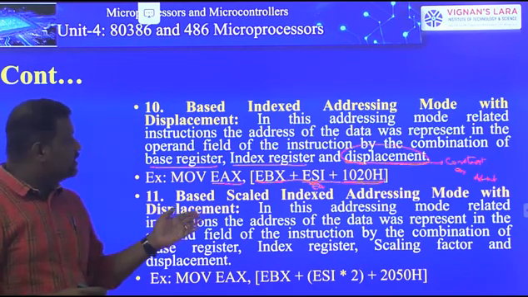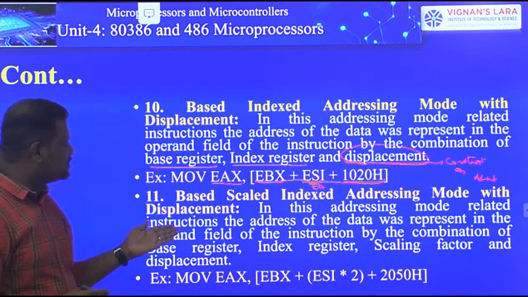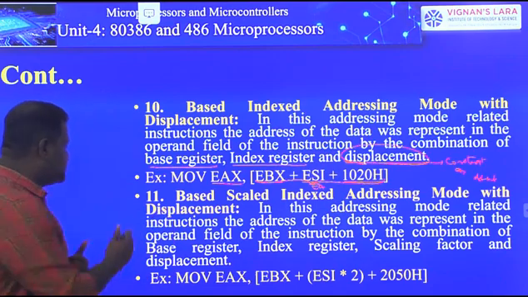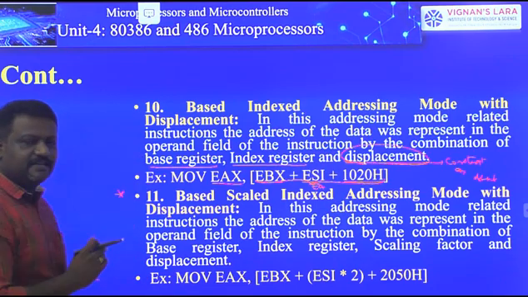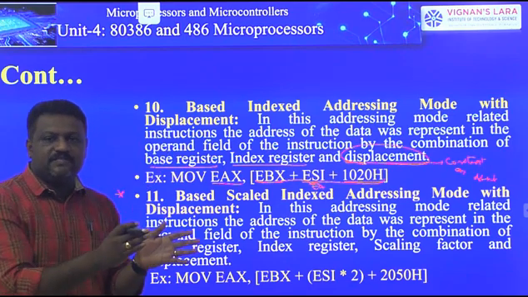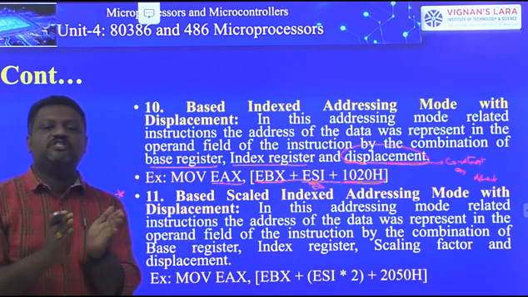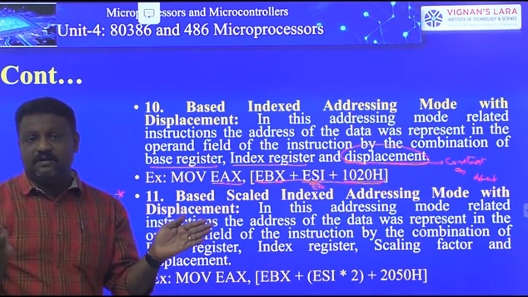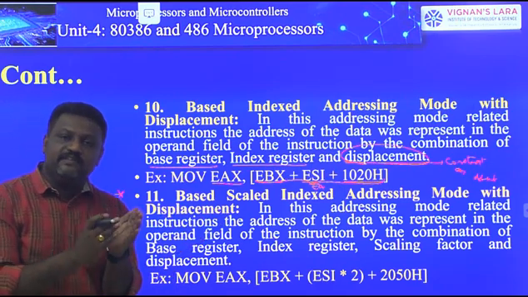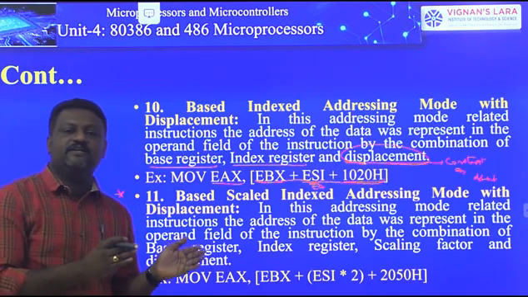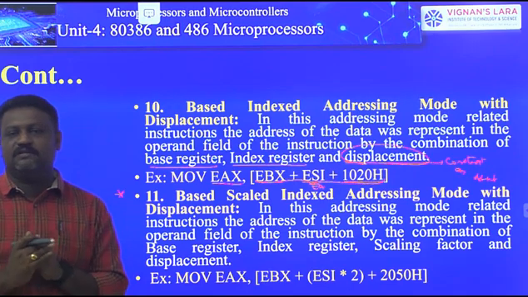Coming to 11th, it is an extension of the previous one. What is this 11th addressing mode? Based scale indexed addressing mode with displacement. This is also newly defined in 80386. The difference between this and the previous one is, in the previous case the index register value is directly added to the base register value and a displacement. But now we are first multiplying the index register value with some scaling factor, and thereafter that is added to some base register as well as a displacement.